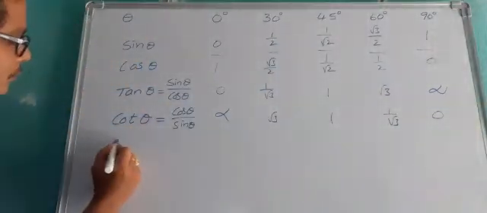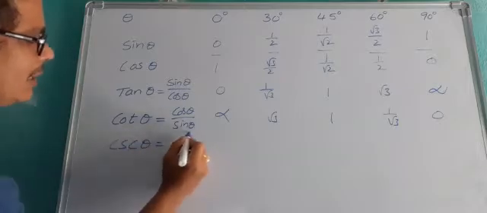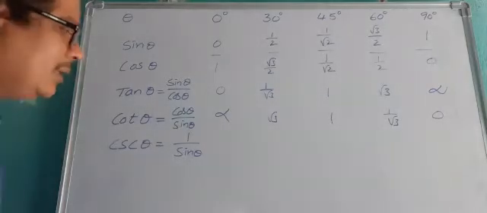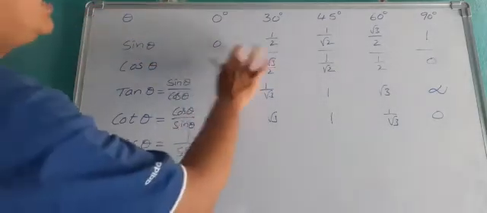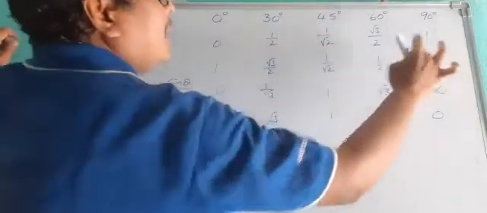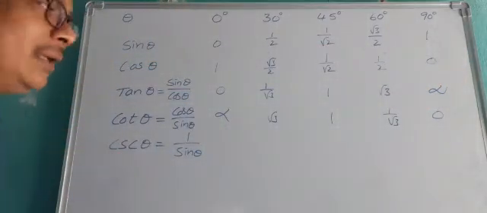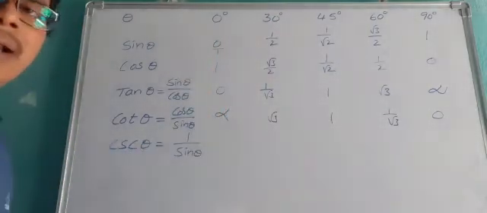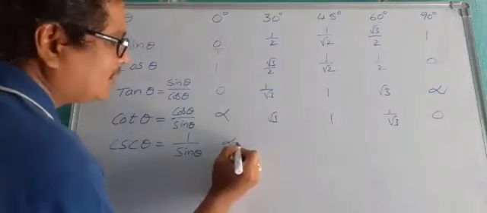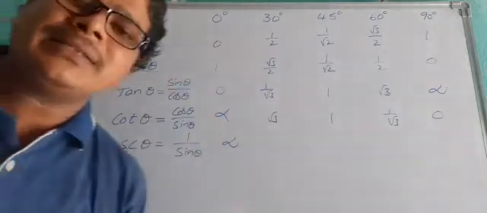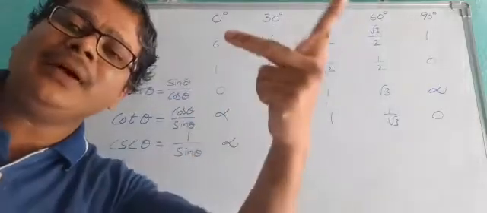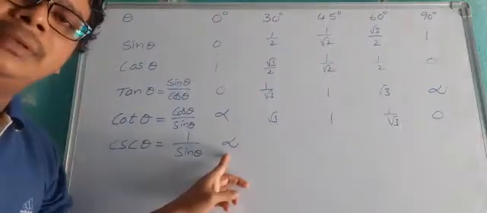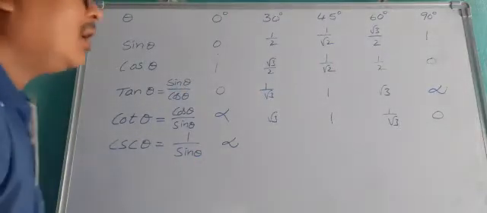Next one is cosecant theta. Cosecant theta means 1 by sin theta. That means you write all the reciprocals of sine, and you can get the value of cosecant theta. So cosecant 0: sin 0 is 0, its reciprocal is 1 by 0. 1 by 0 equal to how much? Infinite.